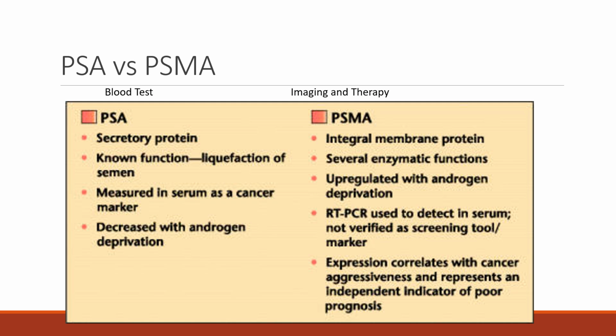They start to become more and more like cancer cells, more undifferentiated and less specialized. They're going to lose those PSMA receptors on their surface. And at that point, they're going to take up sugar. But if we catch it early, PSMA we can actually use for therapy as well. Expression does correlate with cancer aggressiveness and represents an independent indicator of poor prognosis.